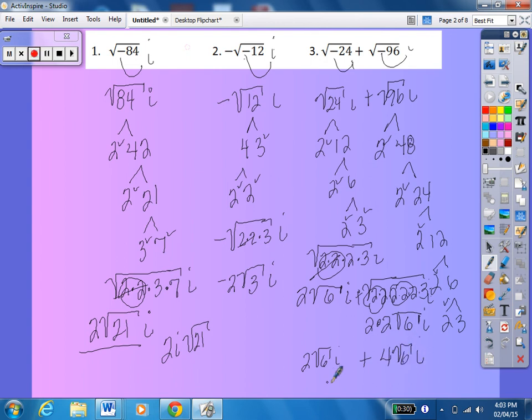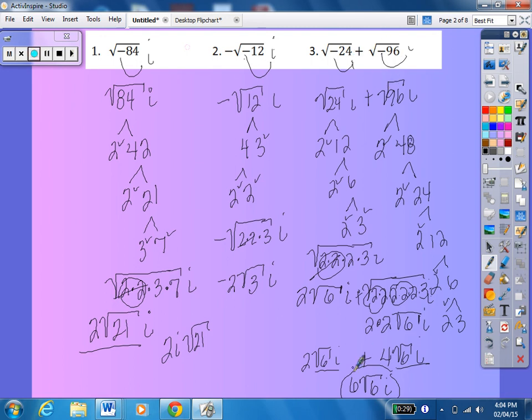Now that we have those done, folks, we can add these numbers. They have the same ending. So what you're going to add is those coefficients there, 2 plus 4. So you get 6 the square root of 6i. Okay? Never add the numbers underneath the square roots. We can multiply things like that, but we can't add them.